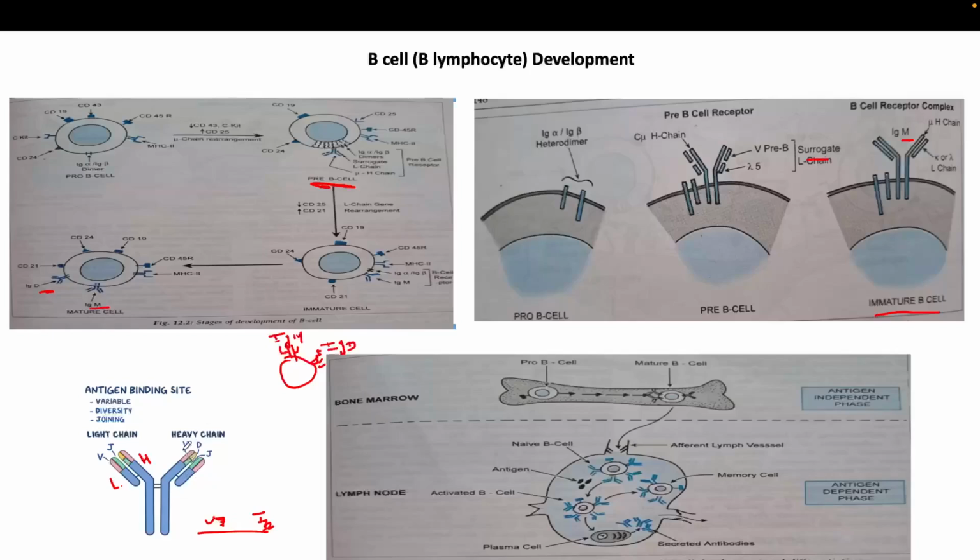In the case of the heavy chain there are three types of segments in the combination, V, D, J, and in the case of the light chain it is V and J only. Okay, two types of combination are there.